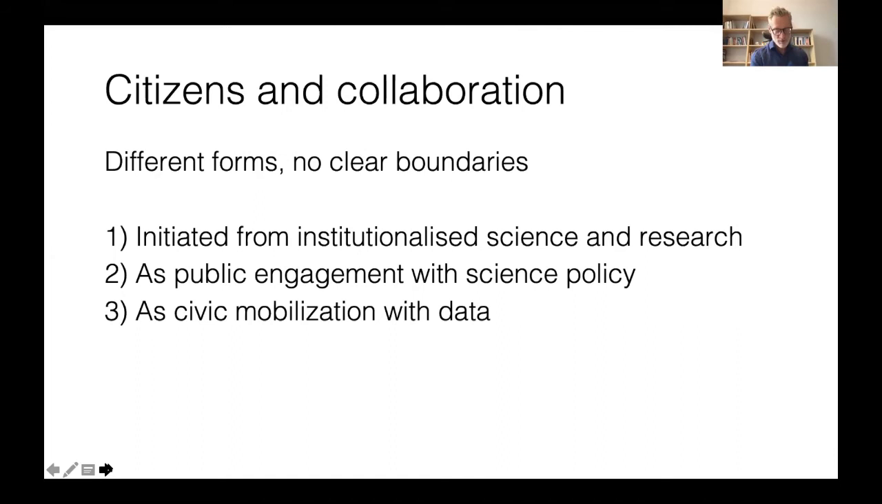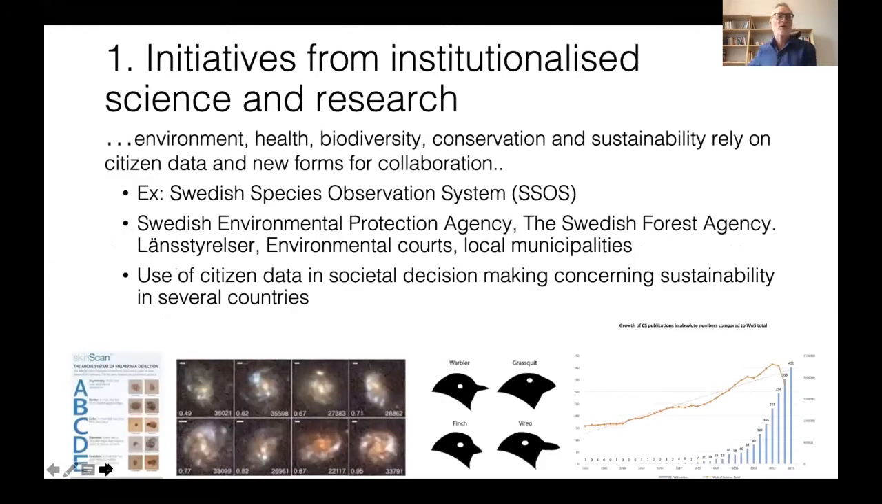Usually, a very common one is air quality in inner cities. I will go into these one by one now. So let's start with the first one, initiatives from institutionalized science and research. Usually we did a meta review of this research some years ago. And it's usually environment, health, biodiversity, conservation, and that type of research that goes into this.